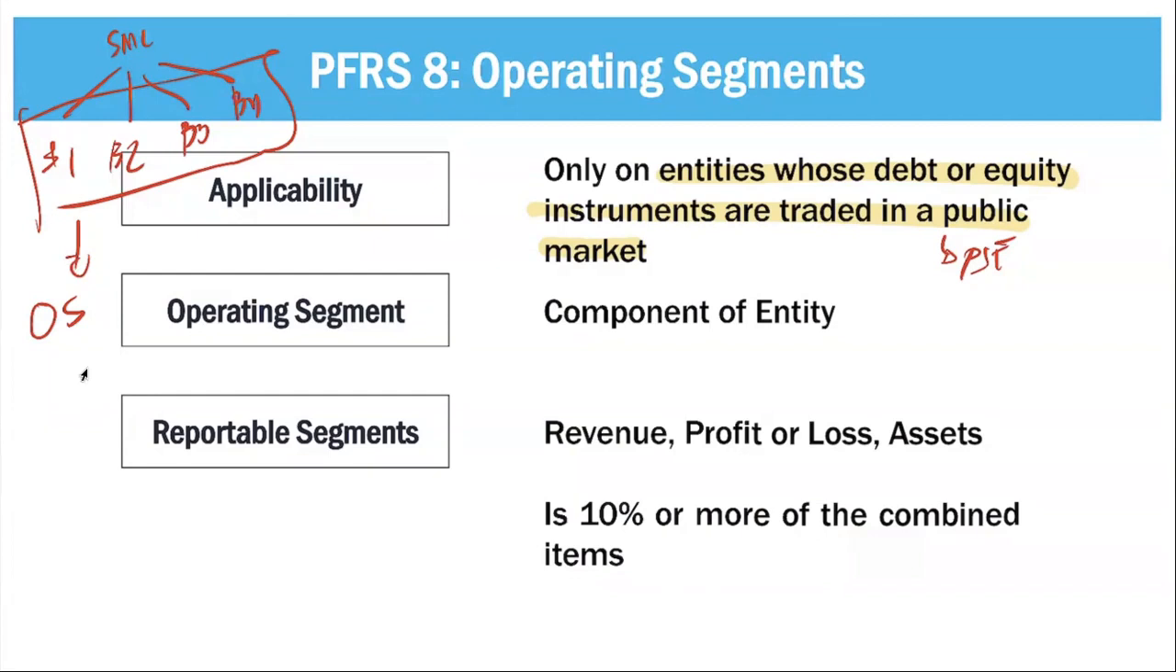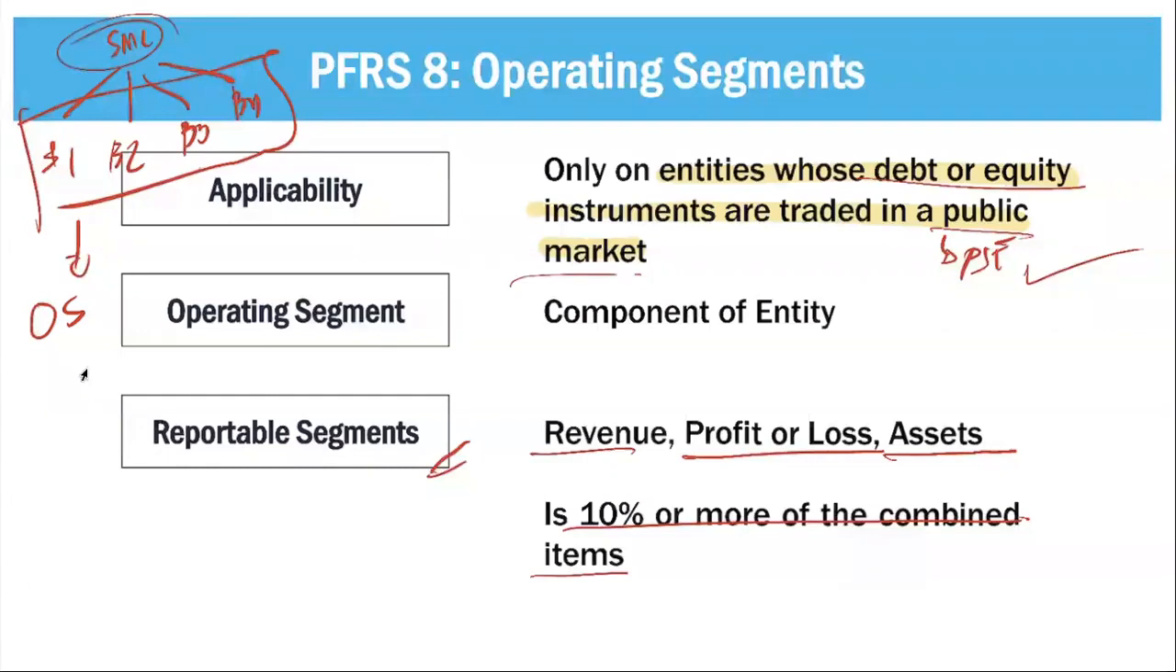Under your PFRS 8, what is important here is what are your reportable segments. So from here, SMC, we have four segments: business one, business two, business three, and business four. The question now is when do we apply this one? We apply only if SMC is traded in public market, which we already know. The second that you need to know is what are the reportable segments. So your reportable segments are based on your revenue, profit or loss, or your assets. So is it 10% or more of the combined items of your total segments?